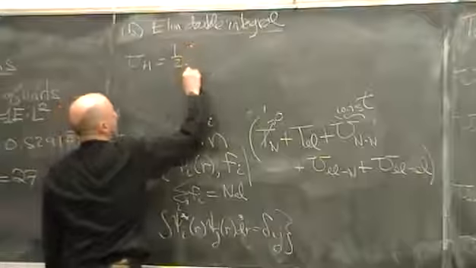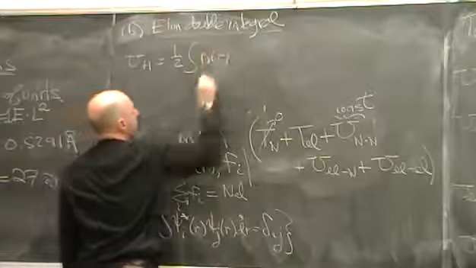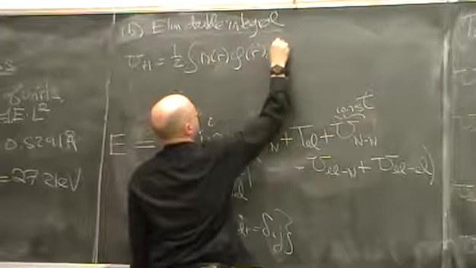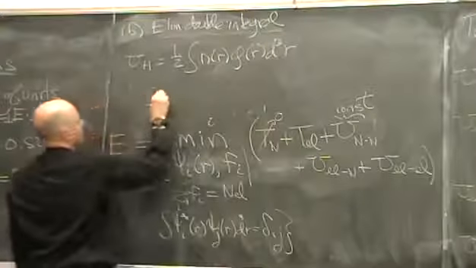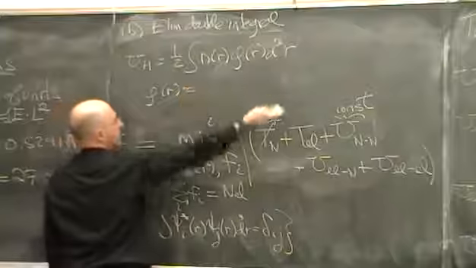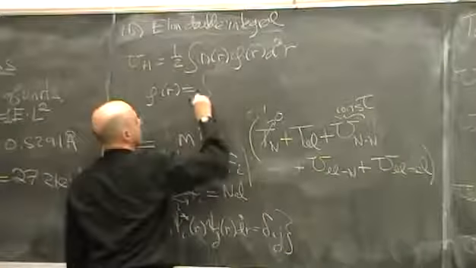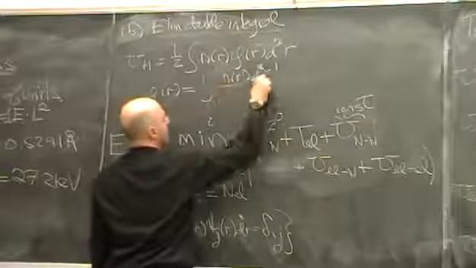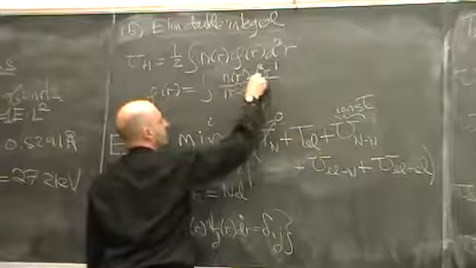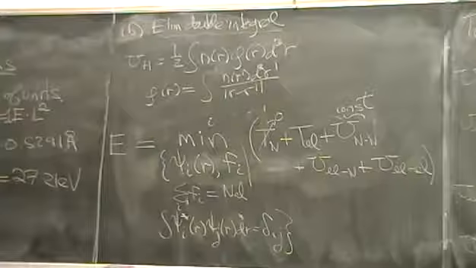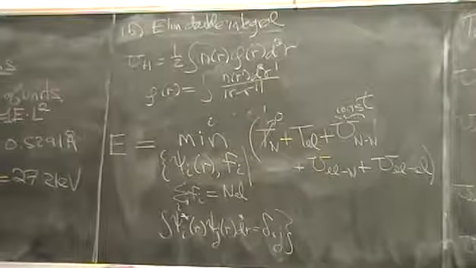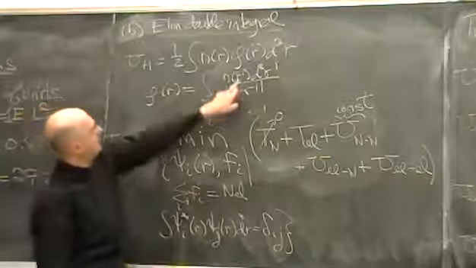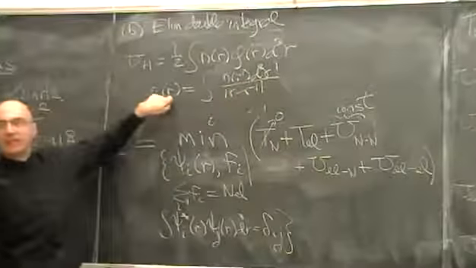1/2 integral n of r times phi of r d cubed r, where phi of r then is the remaining piece of that double integral. It's an integral of n at r prime d cubed r prime over the absolute value of r minus r prime. Something like that. Now, of course, really all I've done is rewrite this, and I've just shuffled the problem under the rug, because now I have to do a 3-dimensional integral for every single point in space.